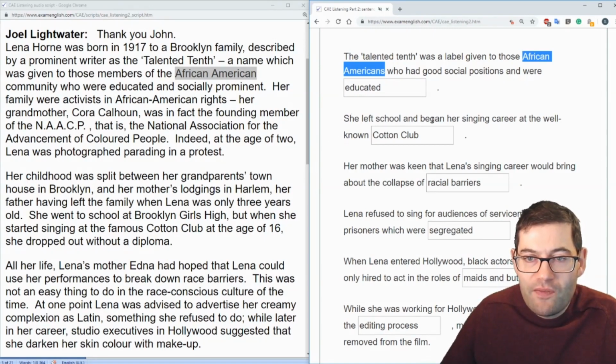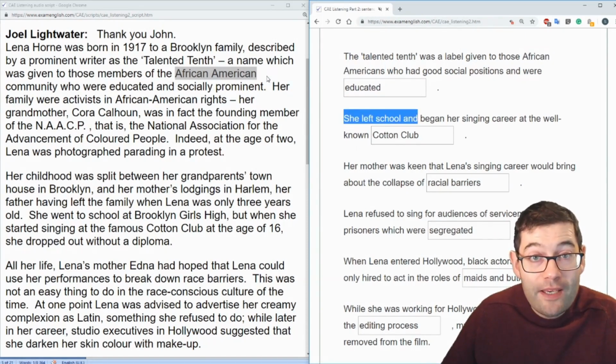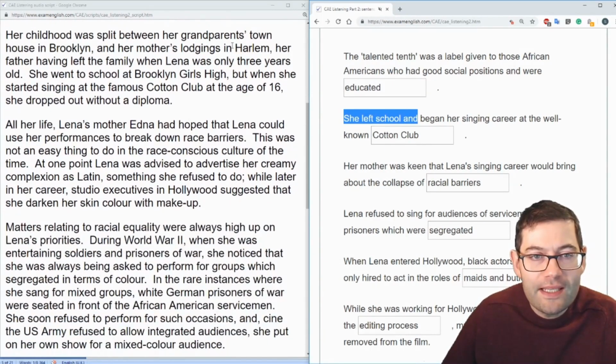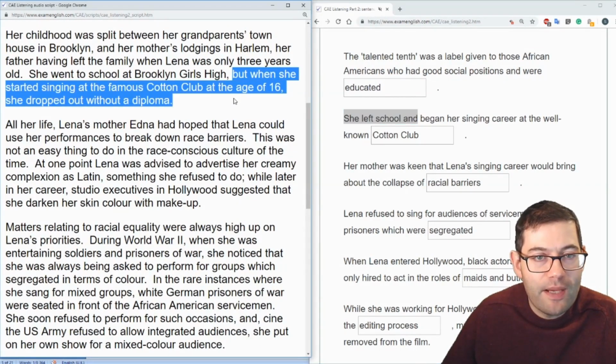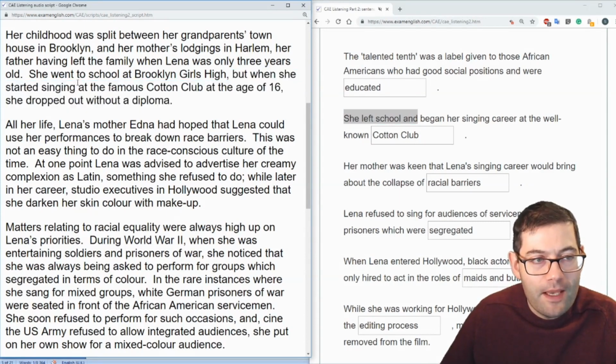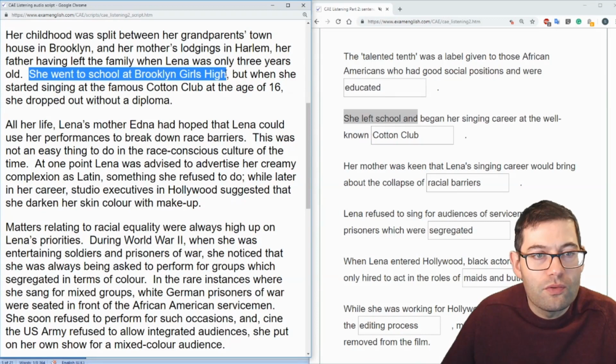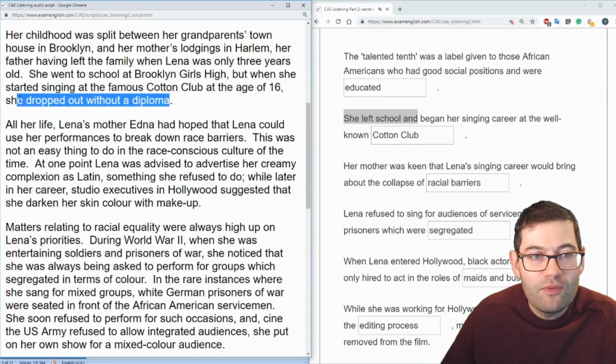For question number 2, she left school and began her singing career at the well-known Cotton Club. Now, she left school. Where can we see this vocabulary? We see this written in a slightly different way at the end of this second paragraph. But when she started singing at the famous Cotton Club at the age of 16, she dropped out without a diploma. And of course, this diploma relates to going to school at Brooklyn Girls High. So she dropped out without a diploma.